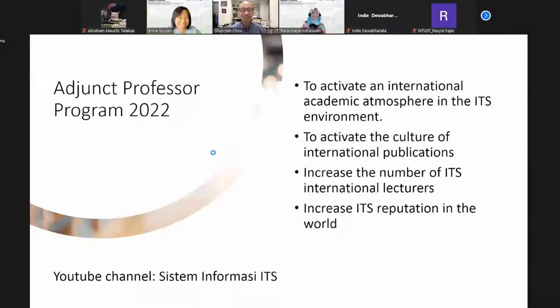Thank you, Professor. Okay, so these are the objectives of the Adjunct Professor Program: to activate an international academic atmosphere in the ITS environment, to activate the culture of international publication, increase the number of ITS international lecturers, and also increase the ITS reputation in the world. Actually, the Department of Information Systems ITS has already held an Adjunct Professor Program since 2021 with the same topic, which is about IoT-enabled services. The recordings of this program and the previous Adjunct Professor Program can be seen on the YouTube channel of the Department of Information Systems, which is System Informasi ITS.